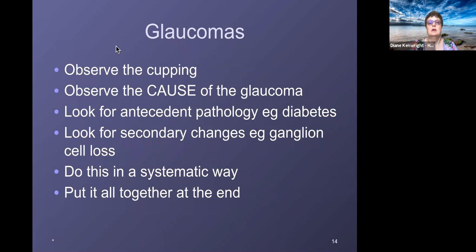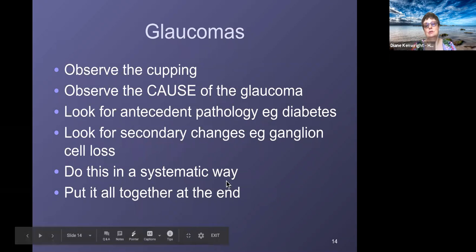Okay, so 1, observe the cupping. 2, observe the cause of the glaucoma. Look for antecedent pathology. Is the lens horribly cataractous and dissolving? Is there a bunch of diabetic neovascularization? Then hop to the back and look for the secondary changes of glaucoma, the cupping, the ganglion cell loss. Do this in a systematic way so that you can put it all together at the end, okay?